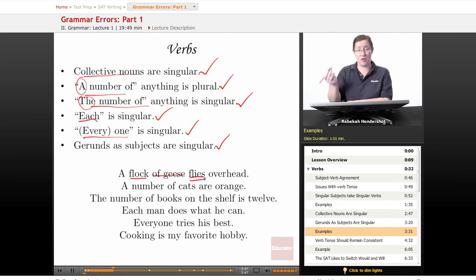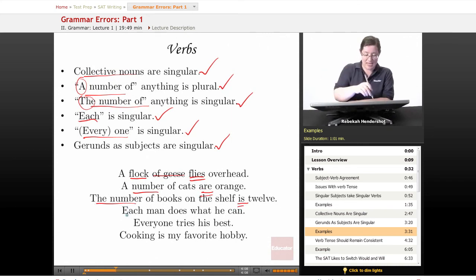A number of cats are orange. Well, a number of anything is always treated as plural, so number are, plural verb. The number of books on the shelf is 12. Well, the number is always treated as singular, the one and only number, so it gets the singular verb is.